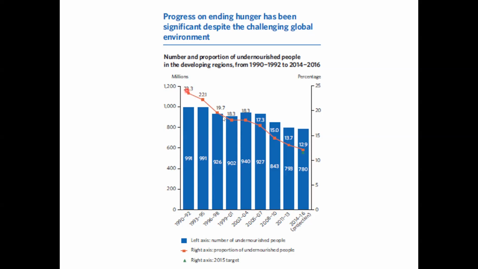There's more work to be done. The raw numbers are still very high, so still around 780 million people are undernourished in the developing world. But we're still seeing progress, which fits with the story I've been telling you, that through concerted action we've been able to make a huge improvement. Going from 23 to 13 in that time span is a huge improvement. But if you look at where we still are, 780 million people, or 12.9% of people in the developing region, are undernourished, that's still way too much.